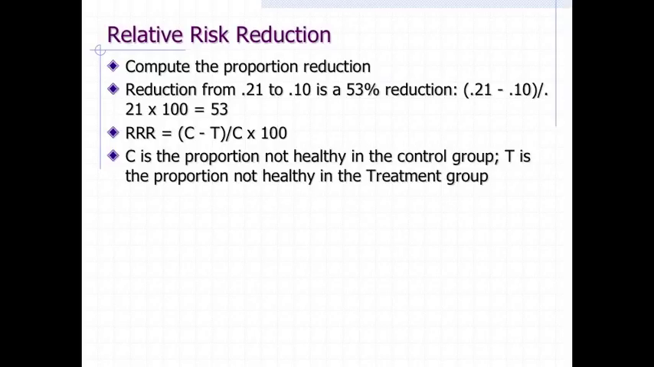The general formula for RRR is RRR equals the quantity C minus T divided by C times 100, where C is the proportion not healthy in the control group and T is the proportion not healthy in the treatment group.